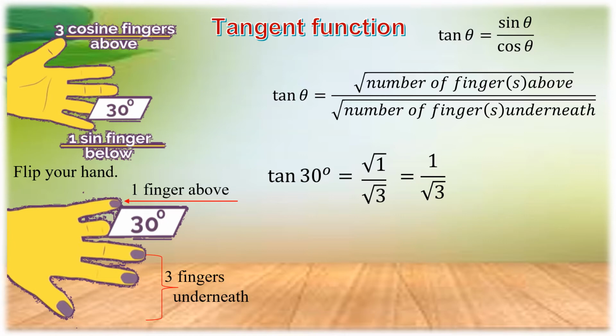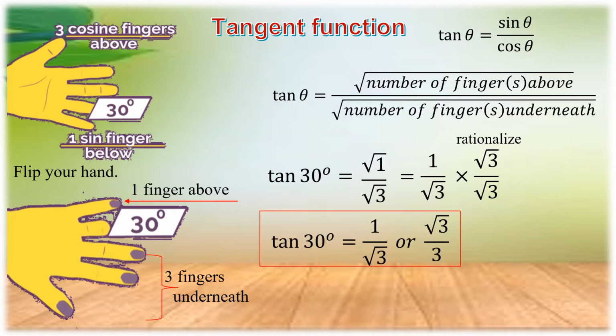Since there is a square root in the denominator, we need to rationalize. So we are going to multiply it by square root of 3 over square root of 3. So either you stop at 1 over square root of 3 or you rationalize, which is equal to square root of 3 over 3. Either of the two will do. So tangent 30 degrees is equal to 1 over square root of 3 or square root of 3 over 3.